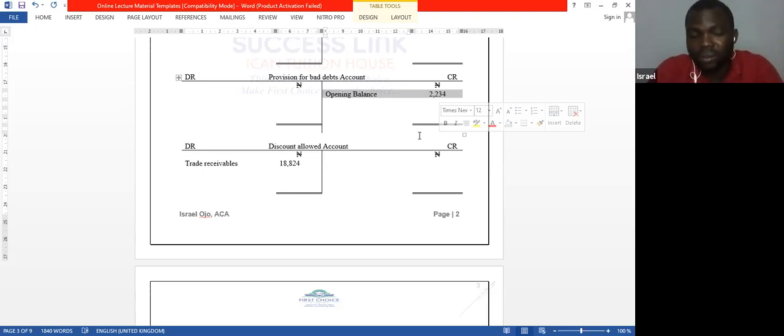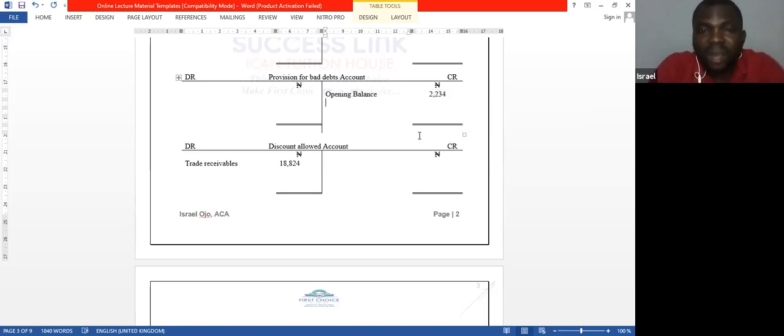Or you can create another account called provision for doubtful debt account, posted straight to profit or loss account. Okay, but for this one it is easier. Just keep two accounts: bad and doubtful debt account, and provision for bad debt account. Now, after we have acknowledged that, we have expense accounts here, so we can put bad debt expense account.